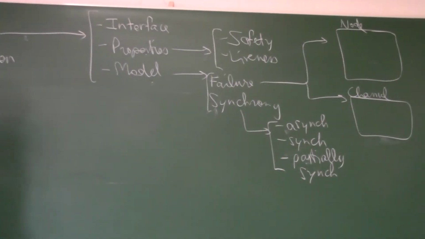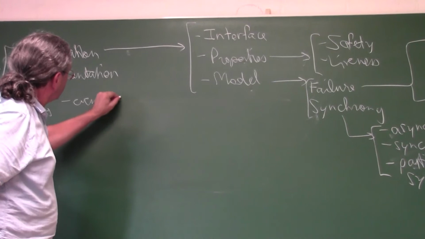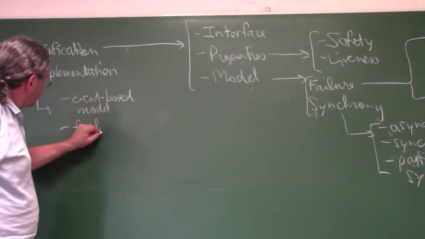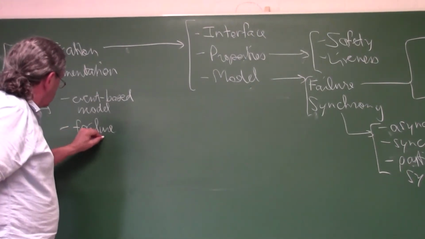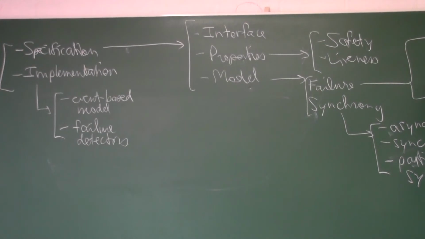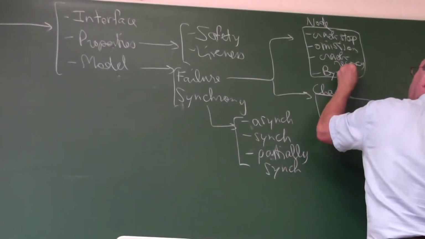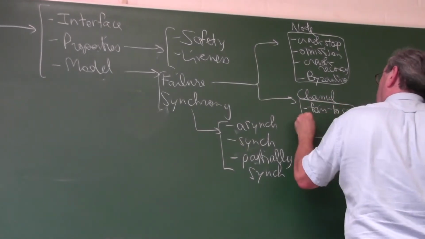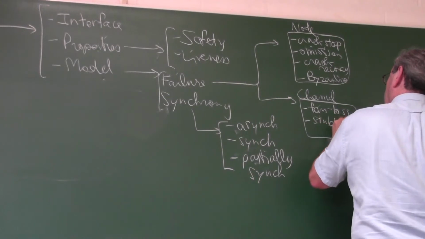Implementation we saw last week, event-based component model. But we're also going to talk about failure detectors. In the no failures, we have crash stop, which I mentioned already before. We have omission, crash recovery, and Byzantine. In the channels, we have fair loss links, stubborn links, and perfect links.